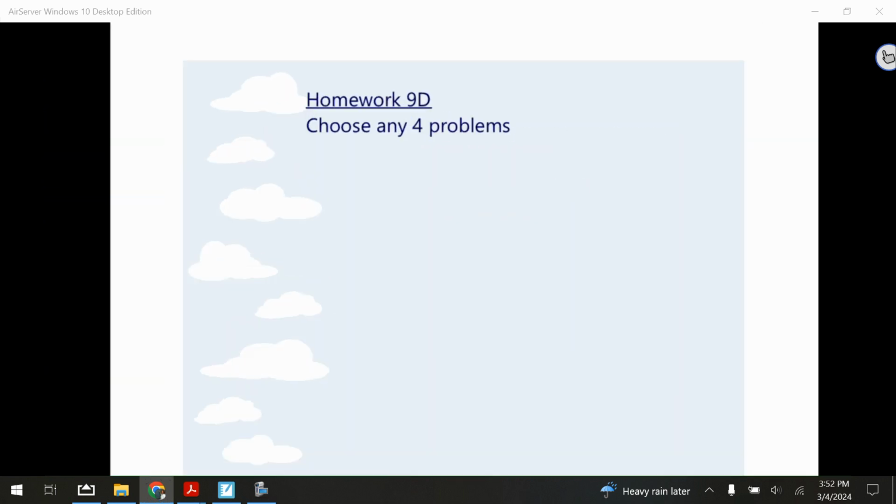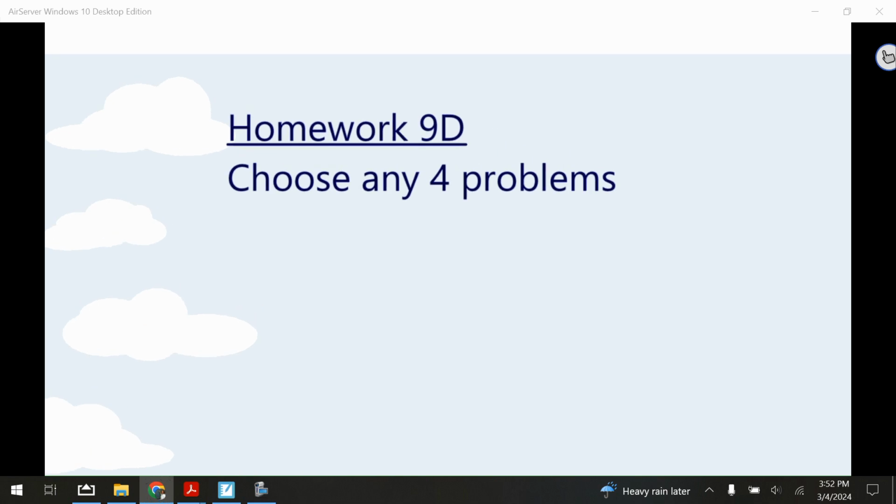So for this assignment, you can have the power of choice. You can choose any 4 problems that you wish. Feel free to work together as long as it will be productive for you.